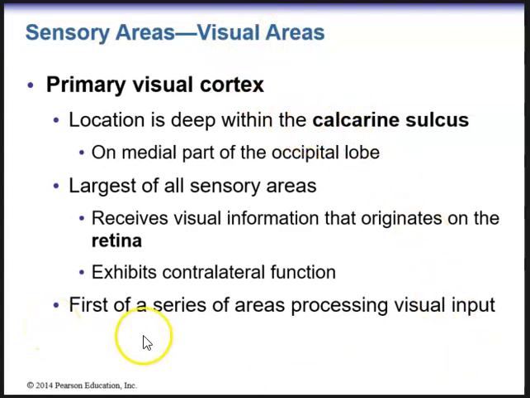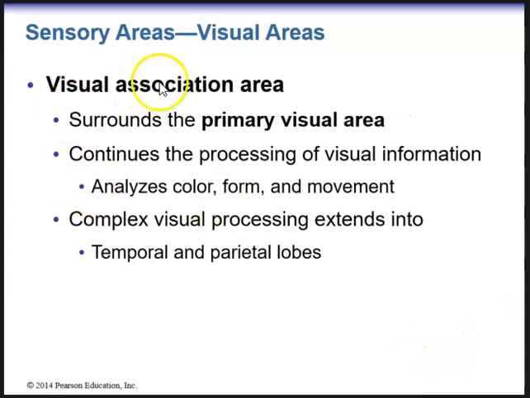It is the first of a series of areas processing visual input. And then we have the visual association area, which surrounds the primary visual area, which will continue to process visual information and analyzes color, form, and movement. Complex visual processing will then extend into the temporal and parietal lobes.